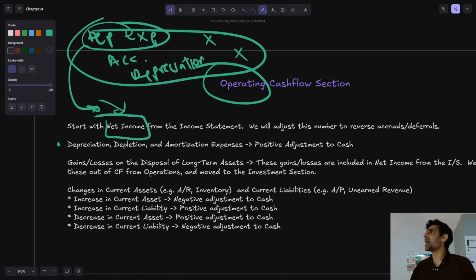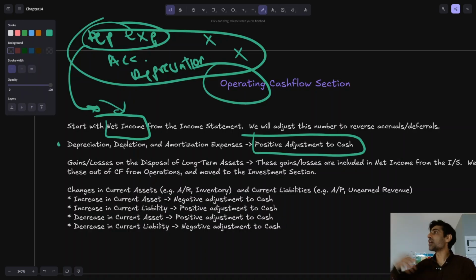But since we're trying to get back to cash, we're going to do an adjustment to net income to account for that. So what we're going to do is add how much the depreciation expense was. We're going to add that back to net income, because if we're trying to get to a cash flow, we have to adjust it upwards for this non-cash expense. Does that make sense?